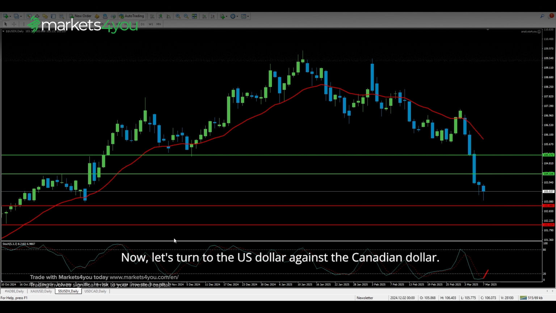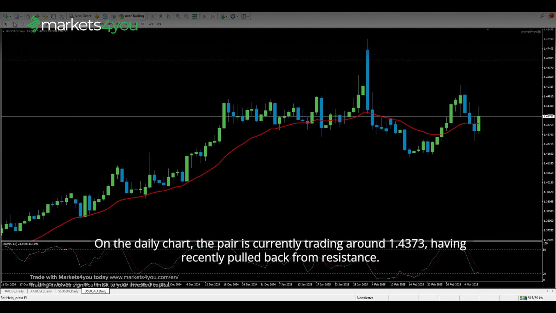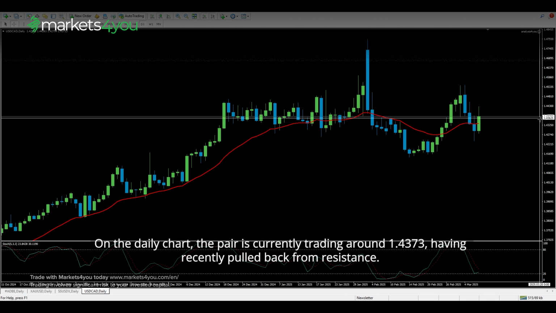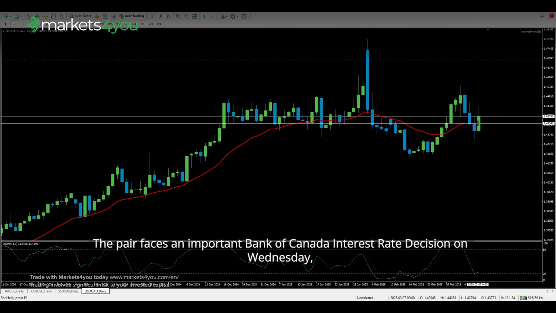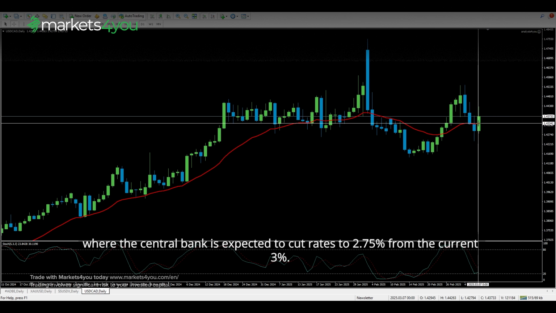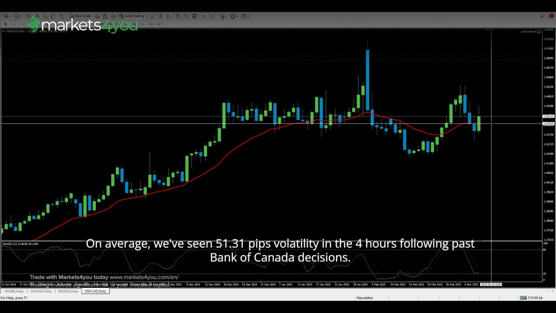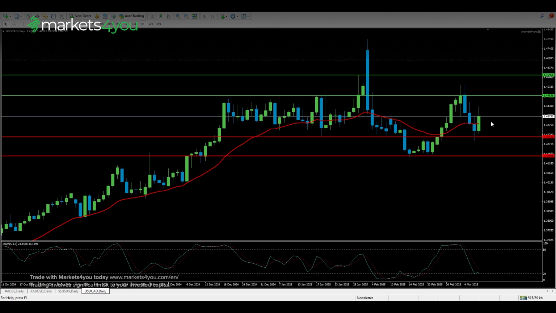Now, let's turn to the US dollar against the Canadian dollar. On the daily chart, the pair is currently trading around 1.4373, having recently pulled back from resistance. The pair faces an important Bank of Canada interest rate decision on Wednesday, where the central bank is expected to cut rates to 2.75% from the current 3%. On average, we've seen 51.31 pips volatility in the 4 hours following past Bank of Canada decisions.